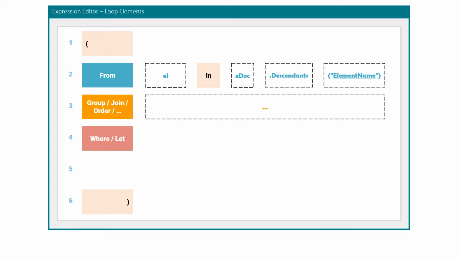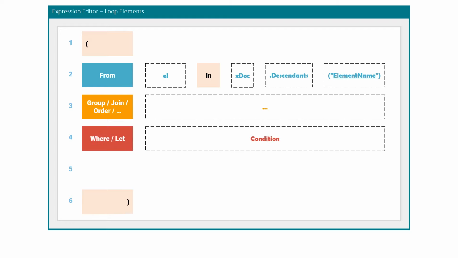The next one is where or let statements. Here we can define a condition or set a calculation. And the last one is select statement. Here we get the data as output. For this we take the variable from the first statement.